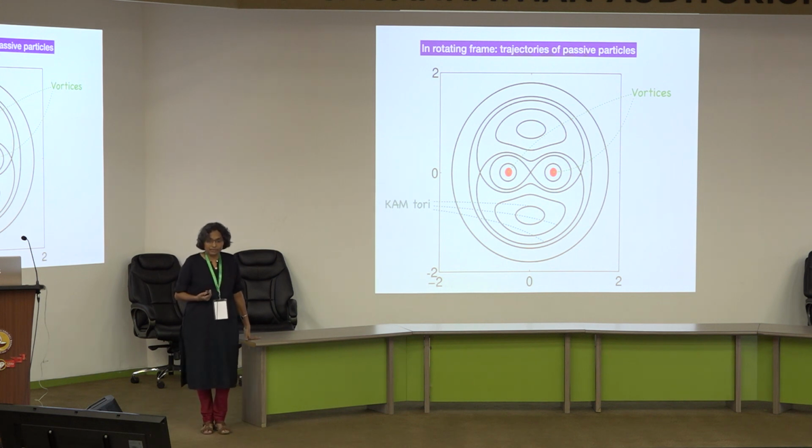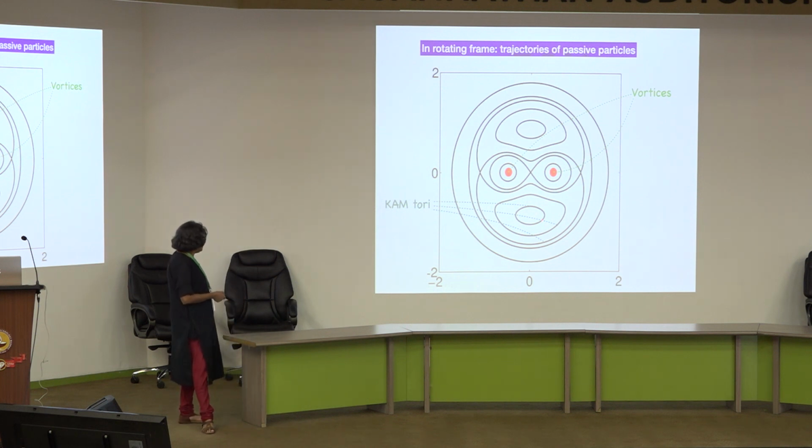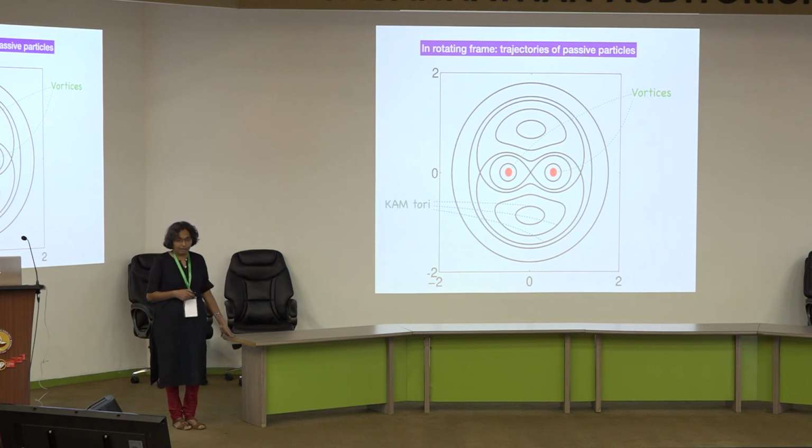And that's what these KAM tori are representing. So in each of them there is something conserved. If you look at the time it takes to go around, everything is according to what you'd expect from Hamiltonian dynamics.